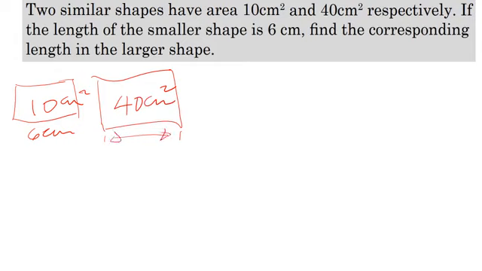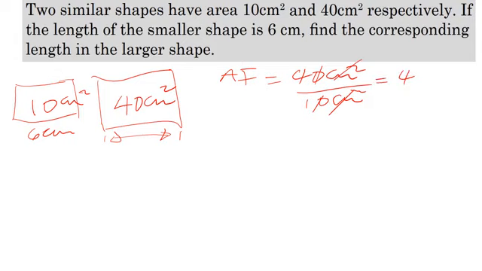But we are given the areas. So first things first, here we are given area, so we can find the area factor. Area factor will be the area of the big object, or the enlarged object, to the area of the small object. So it will be 40 square centimeters over 10 square centimeters. So the area factor of this one will be 4 over 1.